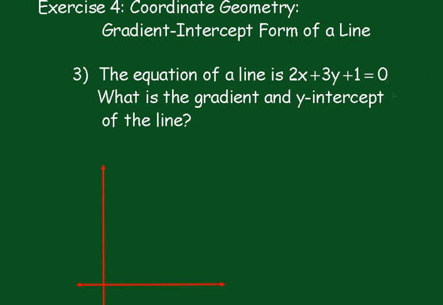Right, number 3. Okay, just pause the video. Now here is the answer. Right, the gradient was, we can write down m is equal to minus 2/3, and the y-intercept b was equal to minus 1/3. I didn't mention, but I'll come back and I'll give the full solutions at the end of all this.